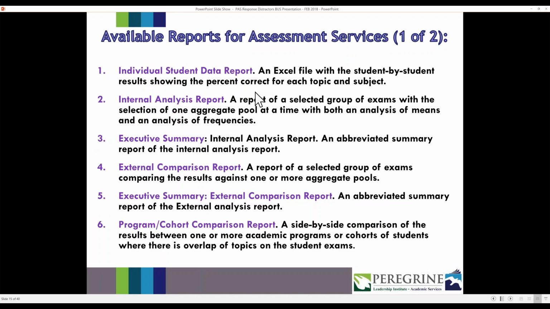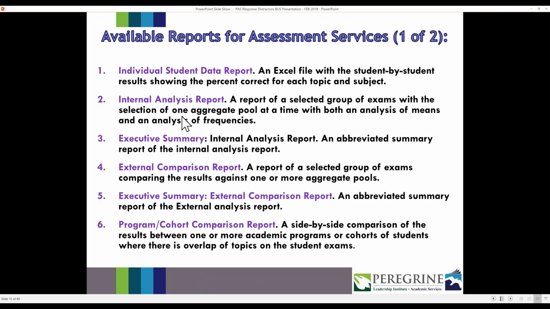The individual student data report, that's just an Excel file containing your student by student results for each of the topic and subject areas. And we are providing you with the percent of questions answered correctly in this report. So this you can download, you can export, link it to your other databases if you need to do further analysis. But for your programmatic evaluation purposes, we strive to create all the reports that you need to use for your evaluation of the academic programs and continuous improvement efforts.